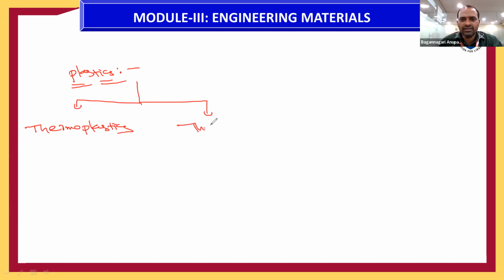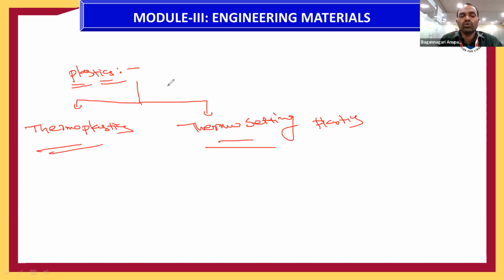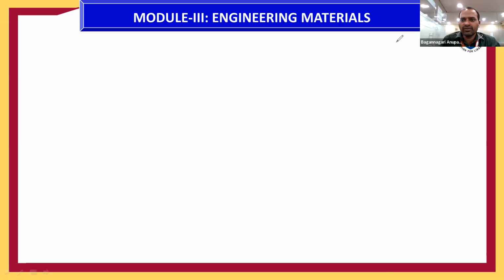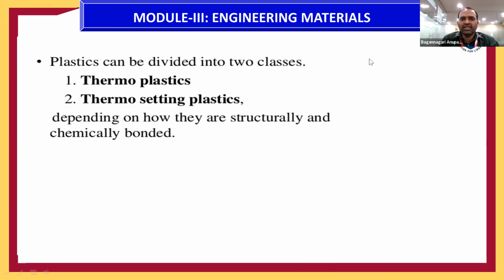Next one is the thermosetting plastics. So plastics are mainly classified into two types: thermoplastics and thermosetting plastics. You see, plastics can be divided into two classes, one is thermoplastics and the next one is thermosetting plastics, depending on how they are structurally and chemically bonded.